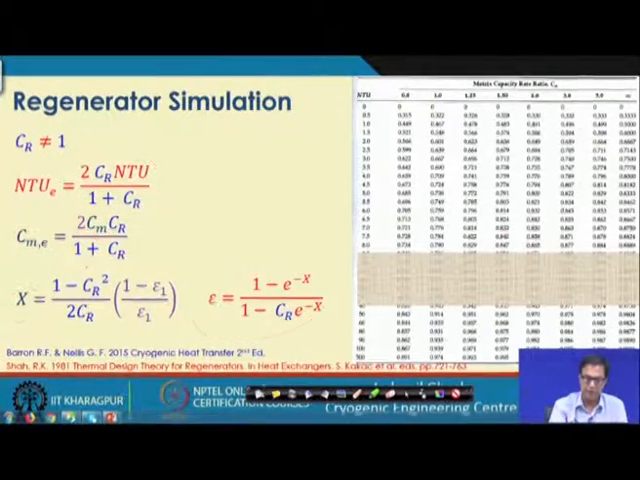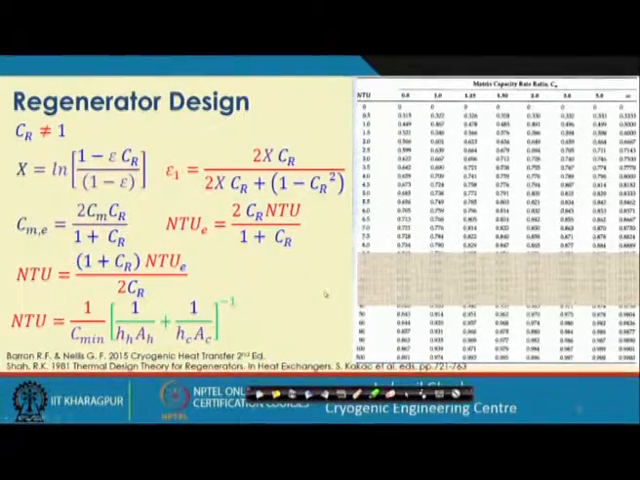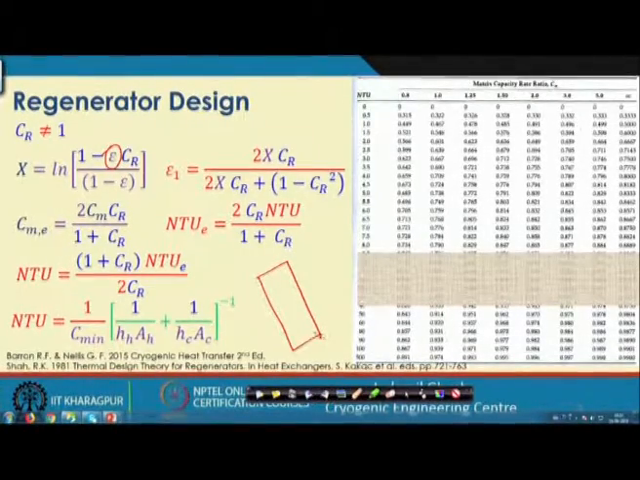Now, how do we design in case of a design problem? As you understand, that situation will be slightly different. In this case, we just have to follow the reverse path. Here what is known is the effectiveness, because in this case we are trying to design the regenerator.